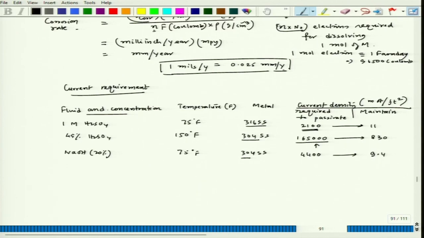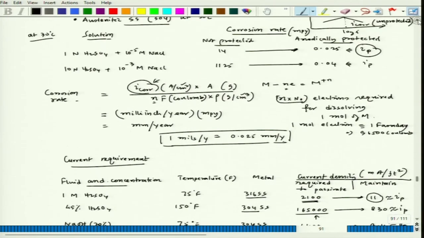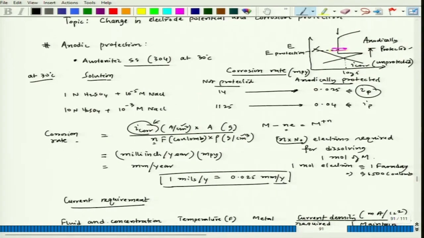So there are a lot many data in that book, you can look into it, but what we would like to say is that the current requirement drops drastically once it reaches the passive range. And interestingly, this current value is almost equal to I passive or IP. Now, what is IP in this particular diagram? IP is basically this.